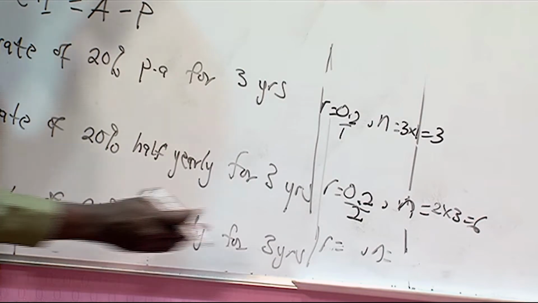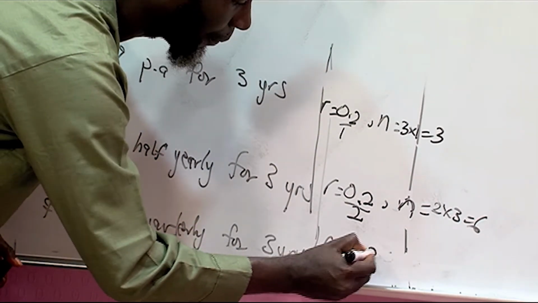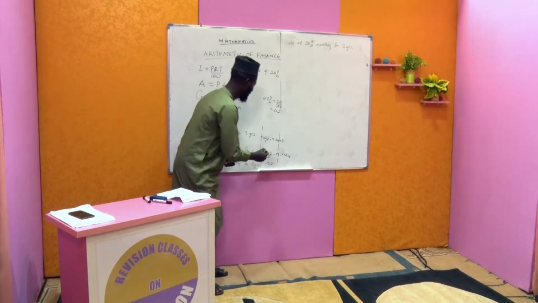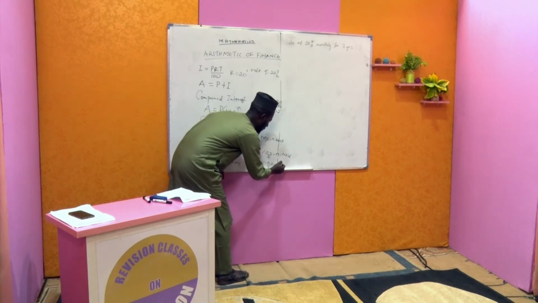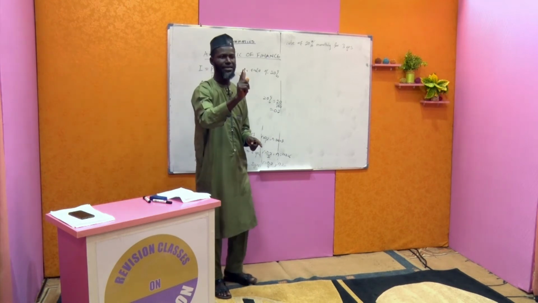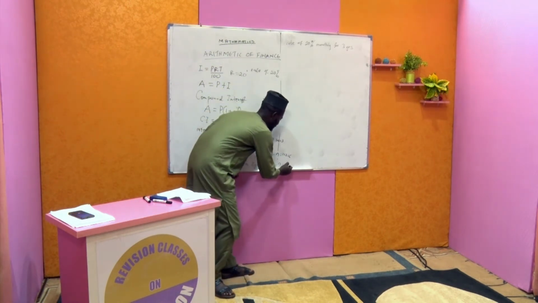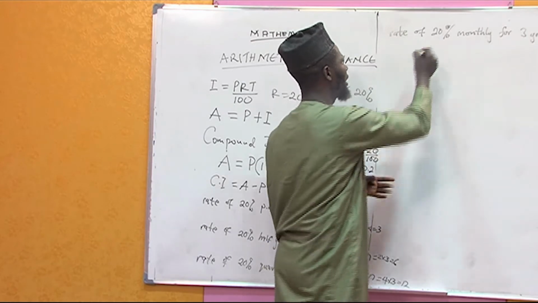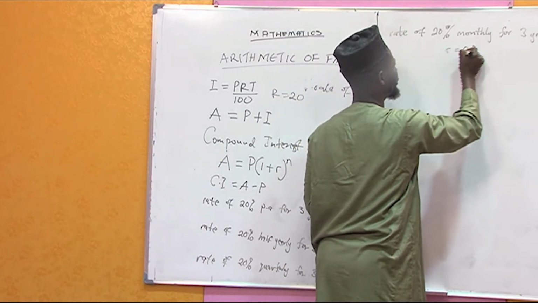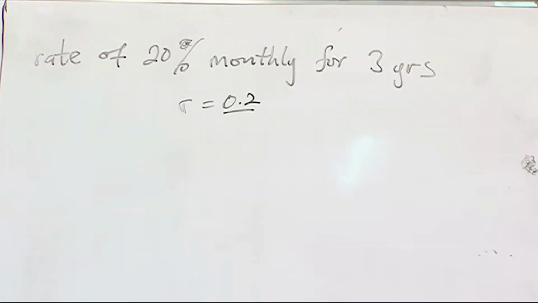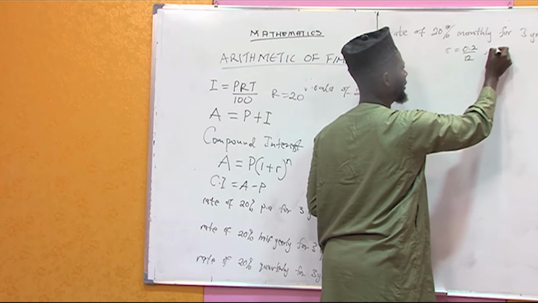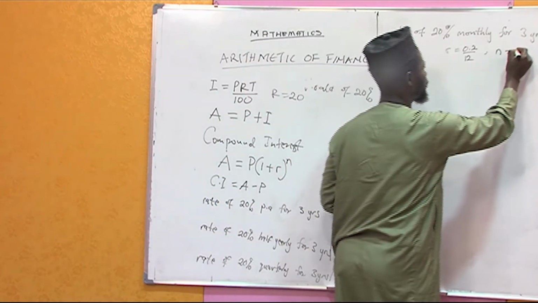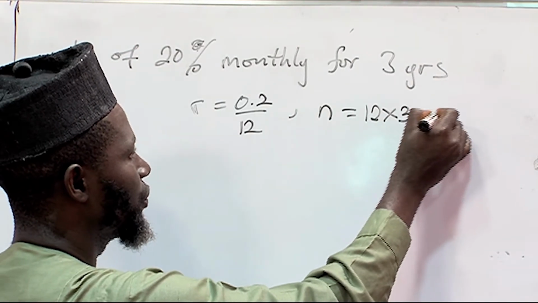Now, the next one. Our R is still 0.2 because it's 20%. Quarterly simply means 4 times per year, so that's divided by 4. Our n is 4 times per year for 3 years, so that's 4 times 3, which is equal to 12. And the last but not the least, monthly, our R simply means 0.2 divided by 12, that is 12 times per year. So our n will be equal to 12 times per year for 3 years, which means 12 multiplied by 3, which is equal to 36.